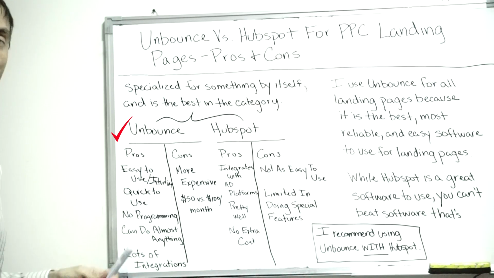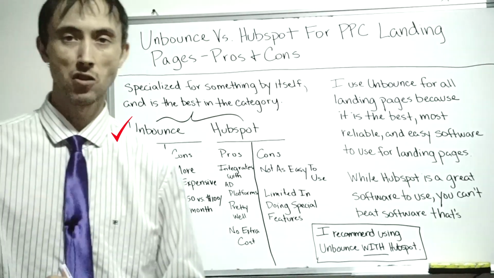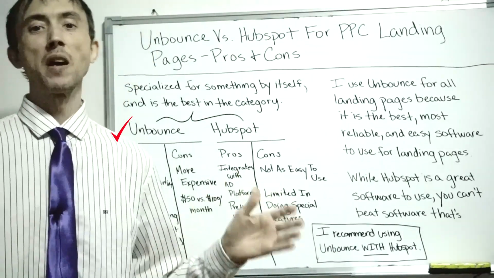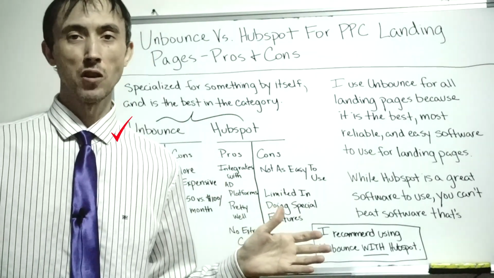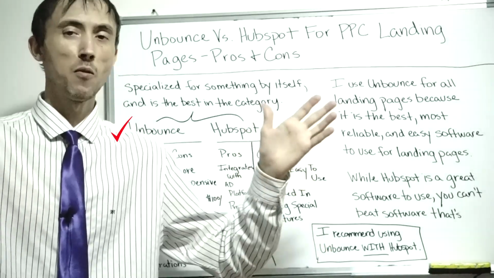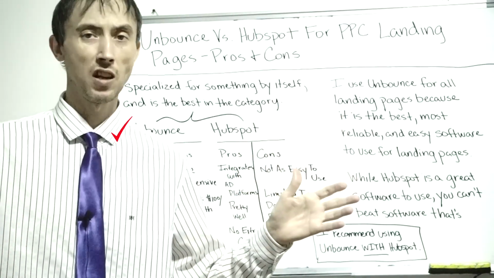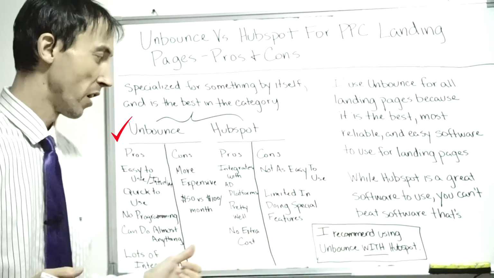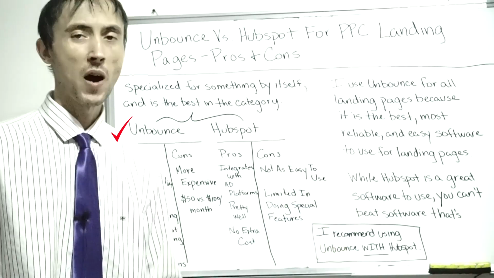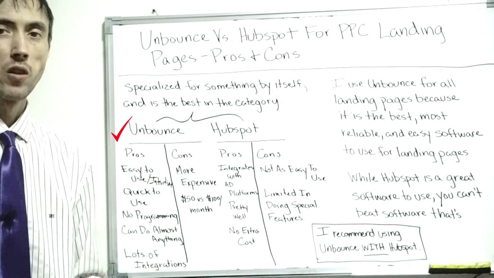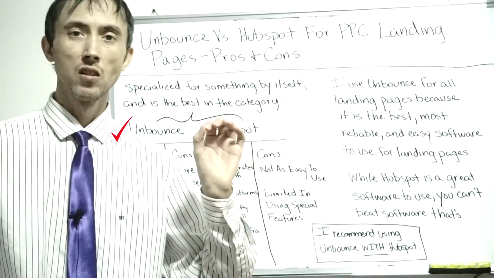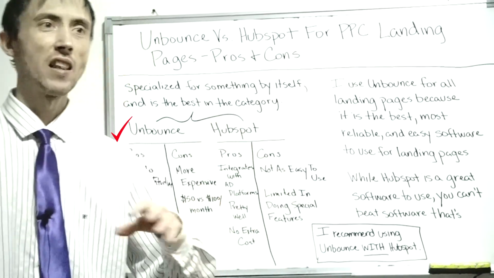And then lastly, in terms of the pros for Unbounce, lots of different integrations. So it integrates with basically all the main software you could think of. Anything that's even remotely big. They have like 1,000 integrations, including HubSpot itself. So there's no need to think, well, I like it on HubSpot.